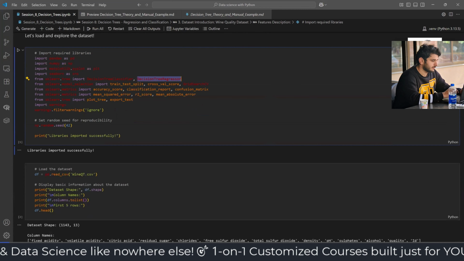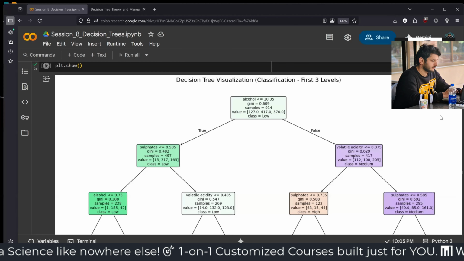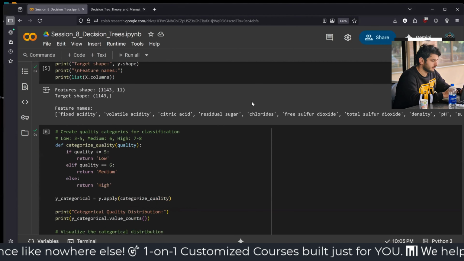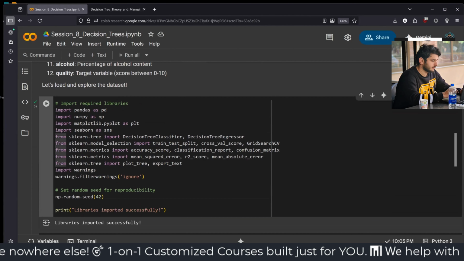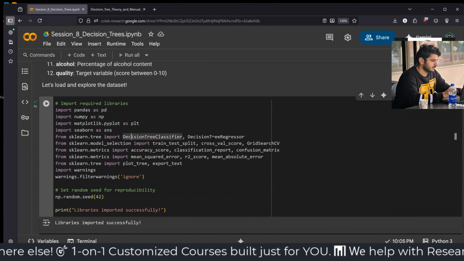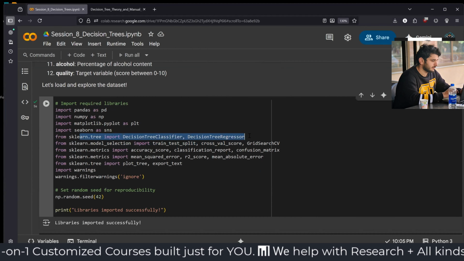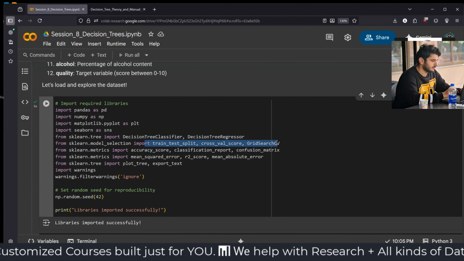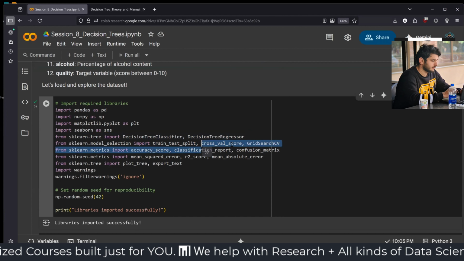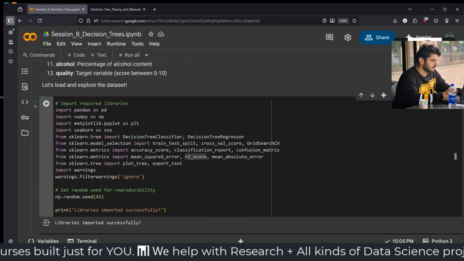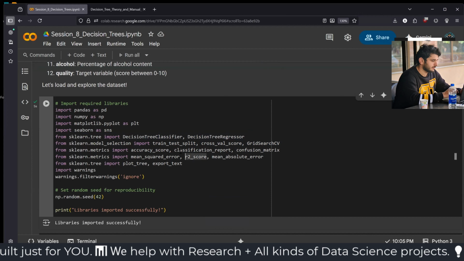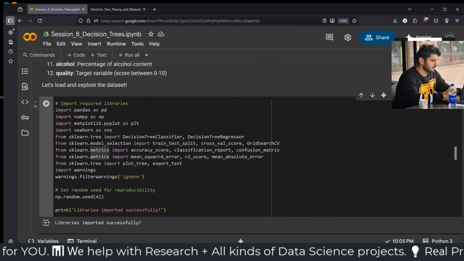Okay, I'm in VS Code. It might feel different to you, so that's why I'm going back to Google Colab. Here we are. So from sklearn tree, import decision tree classifier and regressor. Again, this is for our model. This is for splitting our data set and getting different scores and metrics like accuracy, classification report, and mean squared error.